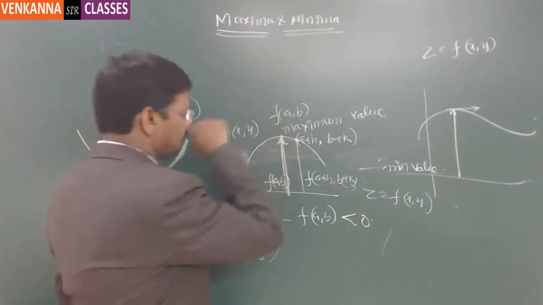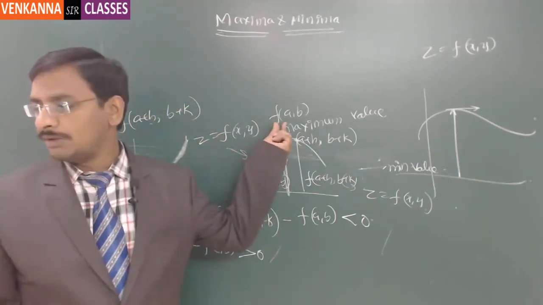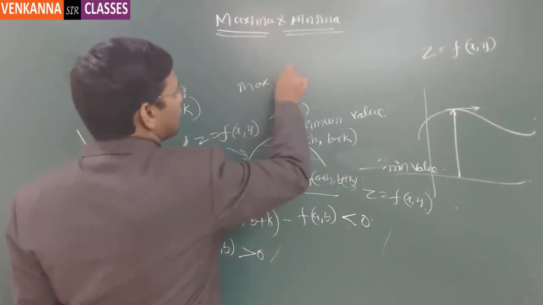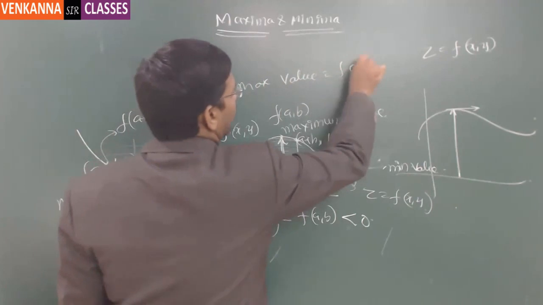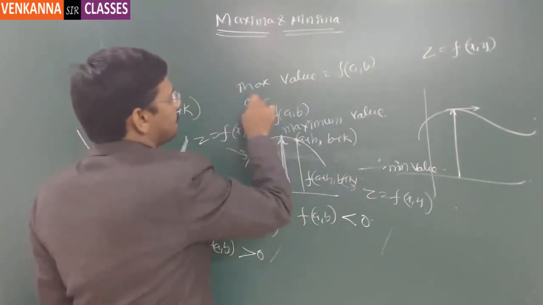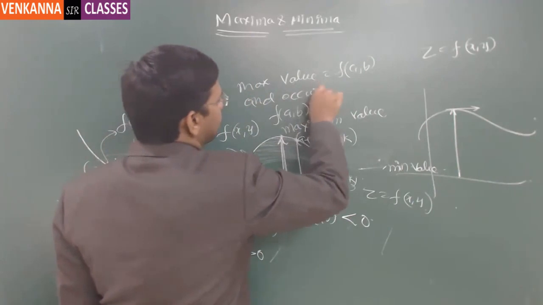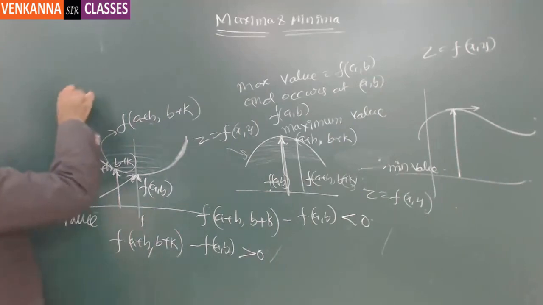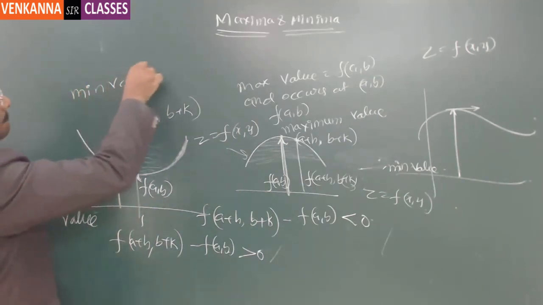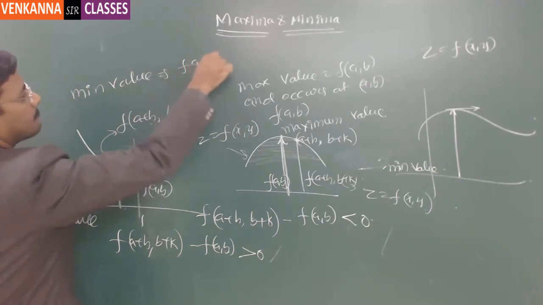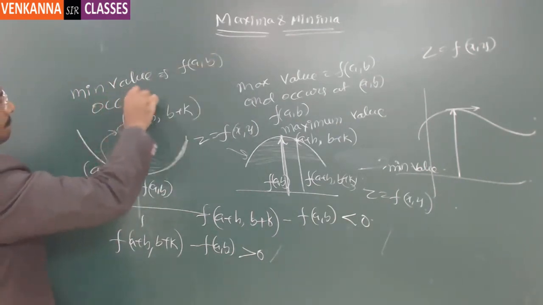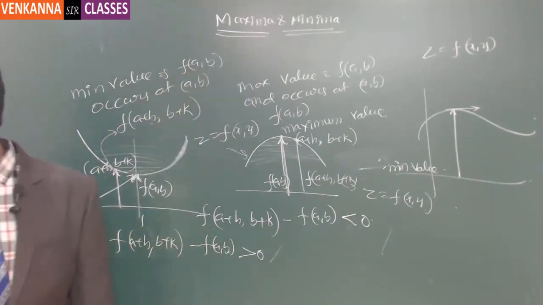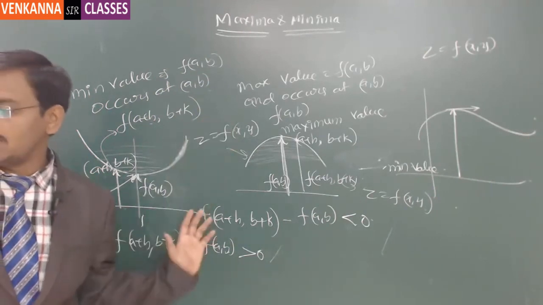and this is the point of maximum value, and it occurred at (a, b), and the maximum value is f(a, b). So the maximum value will be f(a, b) and occurs at the point (a, b). So here also, the minimum value in this case will be f(a, b) and occurs at (a, b). Got it? So this is how you will find the maximum value or minimum value. So this is how you will identify.